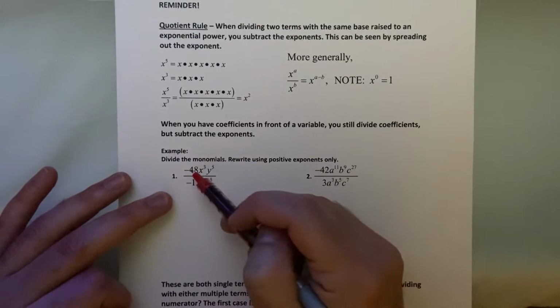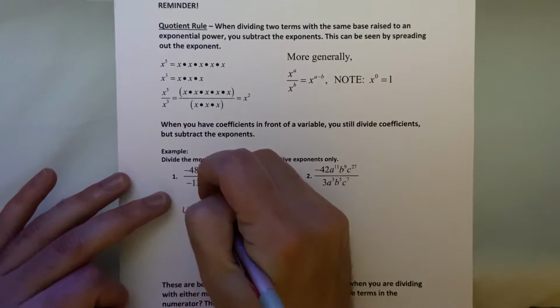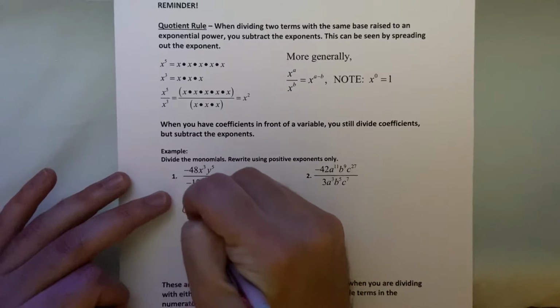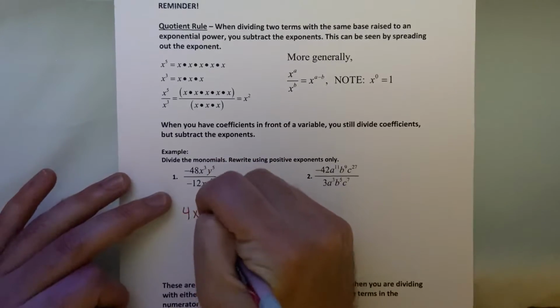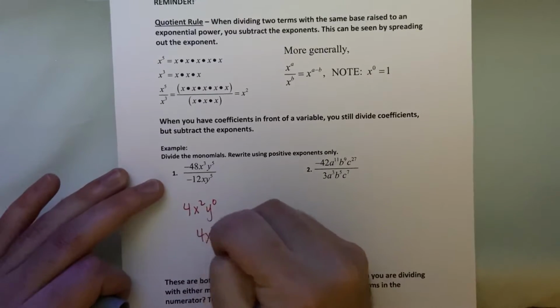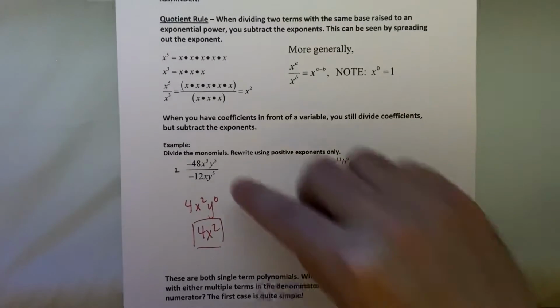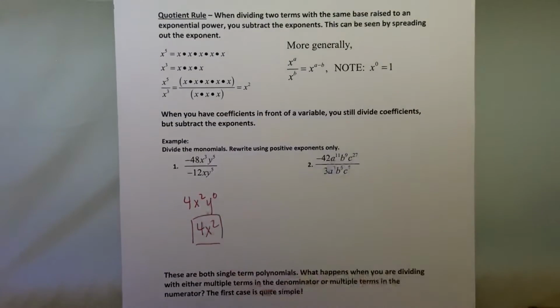We divide coefficients normally. Negative 48 divided by negative 12 is 4. X cubed divided by x is x squared. Y to the fifth divided by y to the fifth is y to the 0th. Put anything to the 0th power is just 1. So this is just 4x squared. This is nice, but again, these are both single-term polynomials, which makes it easy to divide.